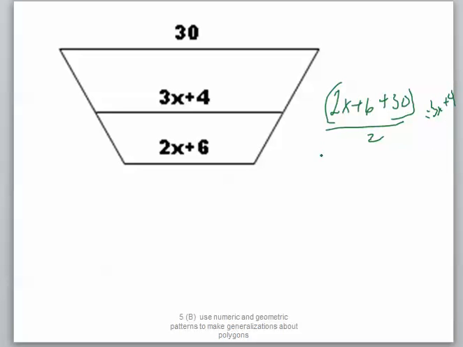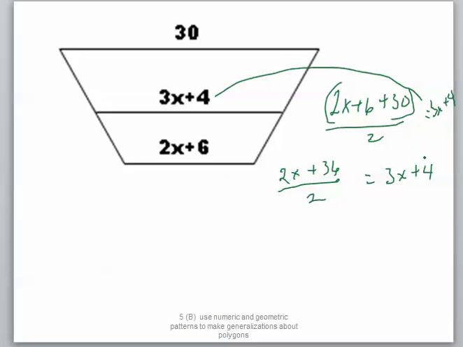Okay, so I'm going to combine my like terms, and I'm going to get that 2x plus 36 divided by 2 is equal to 3x plus 4. Where did the 3x plus 4 come from? Right here. It's the mid segment, right? And I'm taking these two here, adding them together to get the numerator here, right? Now, since these two are both even, 2x and 36, I'm going to go ahead and divide them by 2, and I'll get that x plus 18 is equal to 3x plus 4.